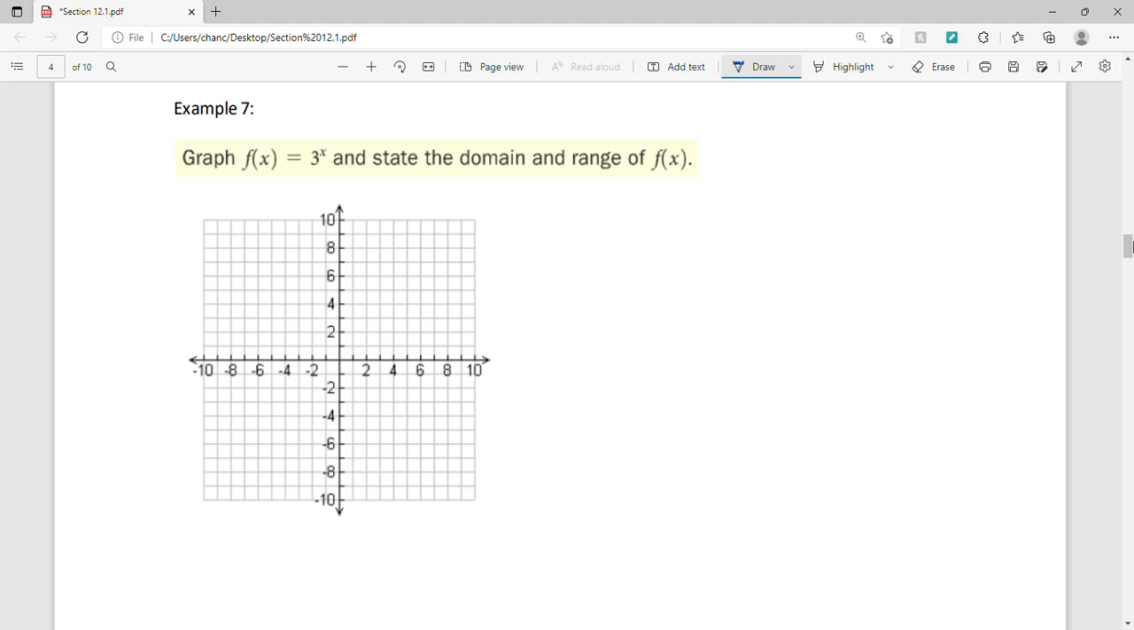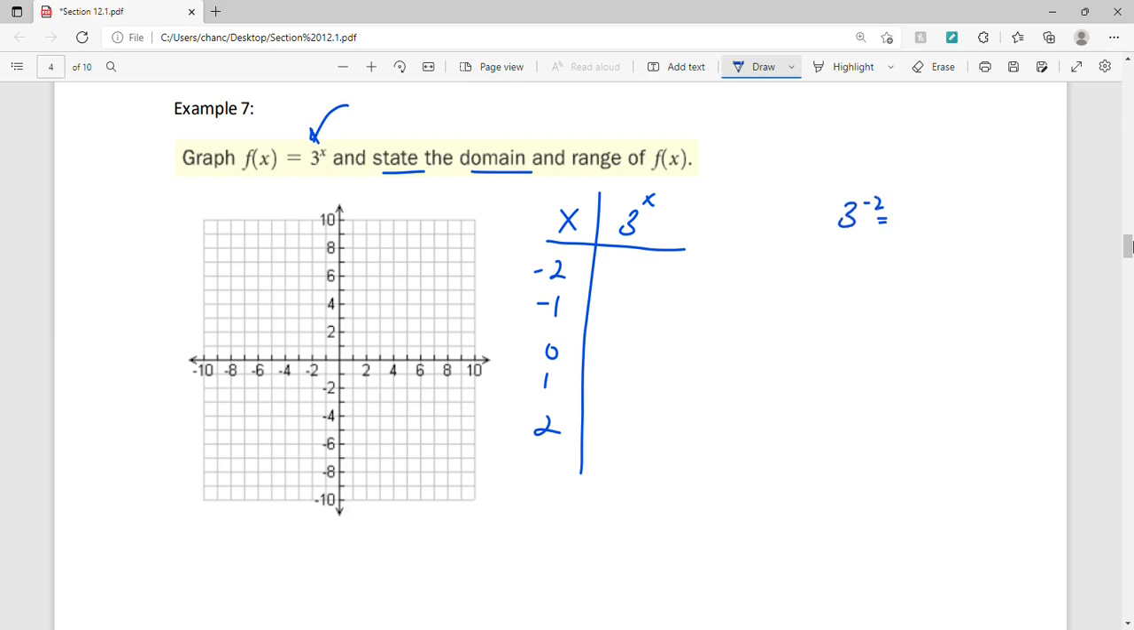Example 7. We have f of x equals 3 raised to the x, and also state the domain and range of f of x. Notice our base is a 3, that's greater than 1, so we know this is going to be an increasing function. I'll start by creating a table of values, let's say -2, -1, 0, 1, 2, and on the right we'll look at 3 raised to the x. 3 raised to the -2, we'll do the scratch work here, is equivalent to 1 over 3 squared, or 1 over 9.